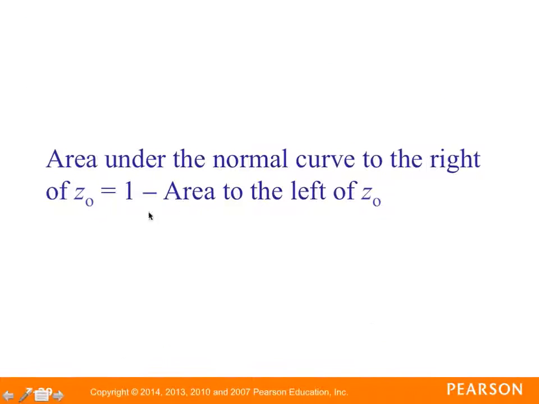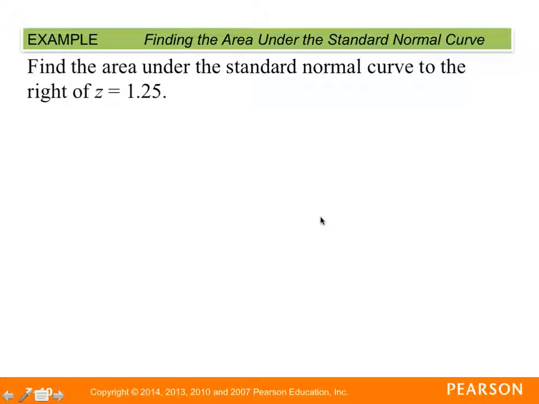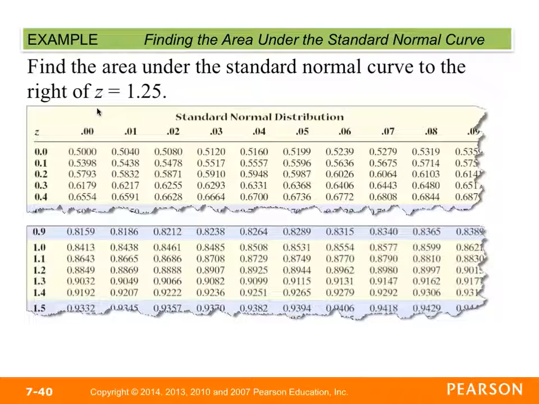Okay, so if you look here, this is the same thing, just in different words. Area under the normal curve to the right of z-naught is equal to 1 minus area to the left. So let's say we want to find the area under the normal curve to the right of z equals 1.25. Got to flip our page again because we need positive z-scores. So we want to look for 1.2 on our table, and then go over to 0.05. So 1.2 and then 0.05 looks like 0.8944.